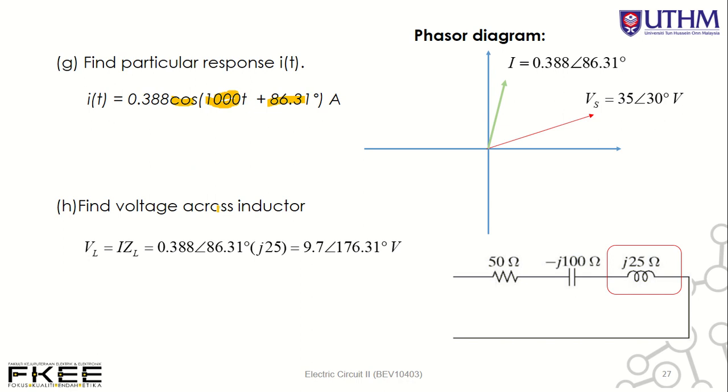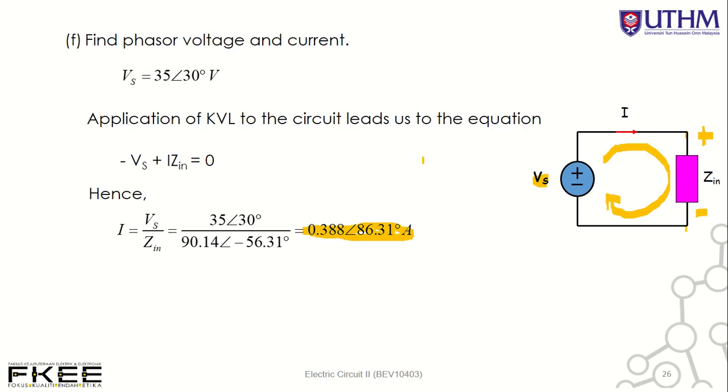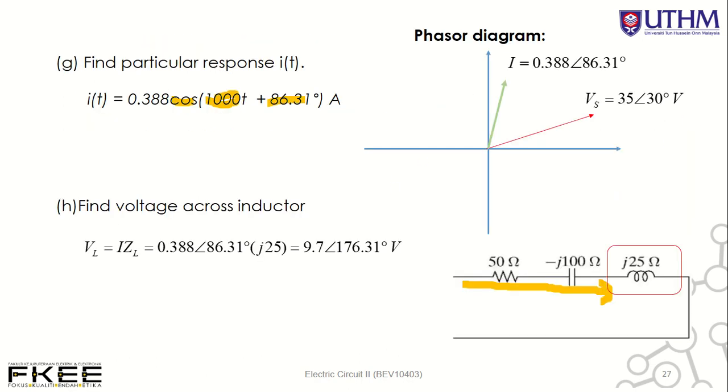And then the next question, find the voltage across the inductor. So we have a current here. The current through the L, C and R is equal to this current I. So VL equal to I times ZL, and then you can get VL. Let's say you have I, and then you have VL.